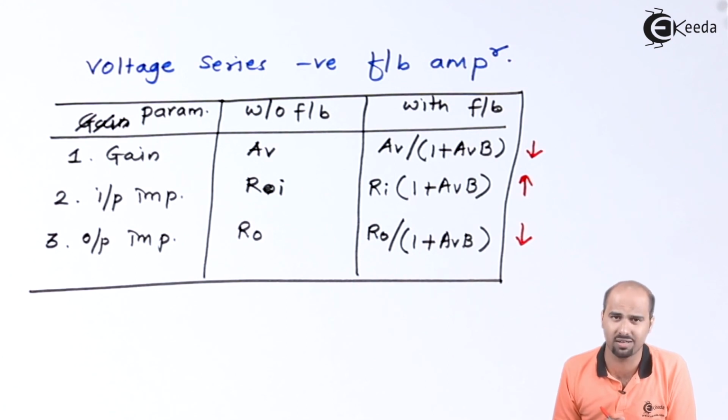So this is the effect when we considered the voltage series negative feedback amplifier. In the next video we will learn a few topologies with the same analysis but different amplifiers.